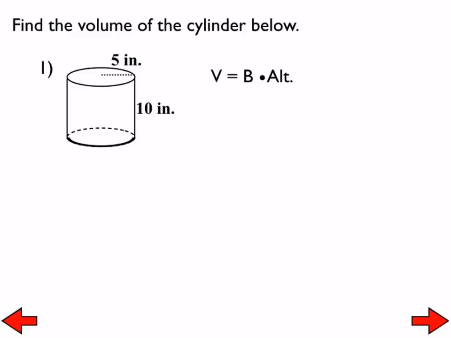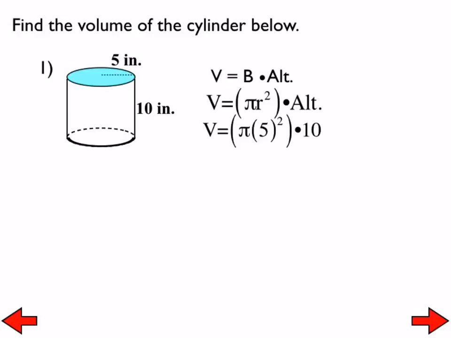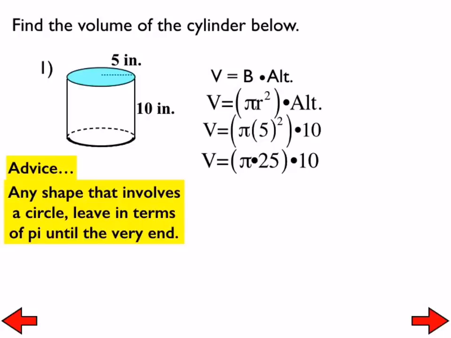So to find the volume of this, we need to find the area of that circle, because the circle is the base, or the slice of the cross-section if we wanted to think of it that way. And to find the area of a circle, it's pi times the radius squared, and we know that the altitude is 10. So 5 squared is 25, so now we have 25 pi, and 25 pi times 10 is 250 pi. And once again, my advice: leave it in terms of pi until the very end.